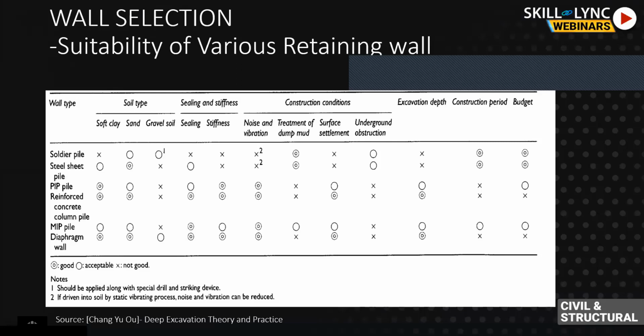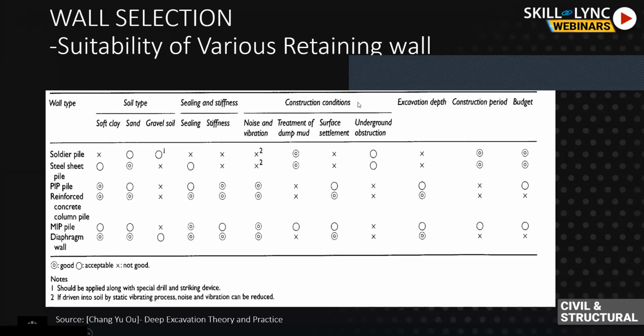So if you see soldier pile wall, then these dots inside a circle represent good, the blank circle represents acceptable, cross represents not good. The soldier pile wall is a very good option if you see from the budgetary view. It is very cheap, and the installation process is very quick. Steel sheet piles also are very quick. They are also very economical.